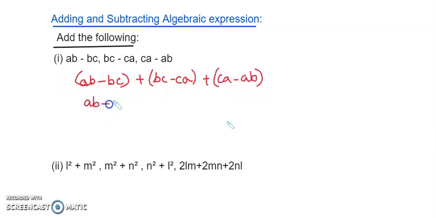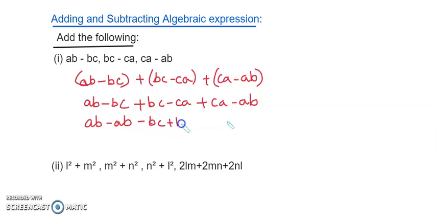So it becomes AB minus BC, plus into plus BC, plus into minus CA, plus CA and minus AB. So now AB and AB, they both are like terms. So place them next to each other. This AB has a minus sign, so minus AB. Similarly BC and BC, so minus BC plus BC.